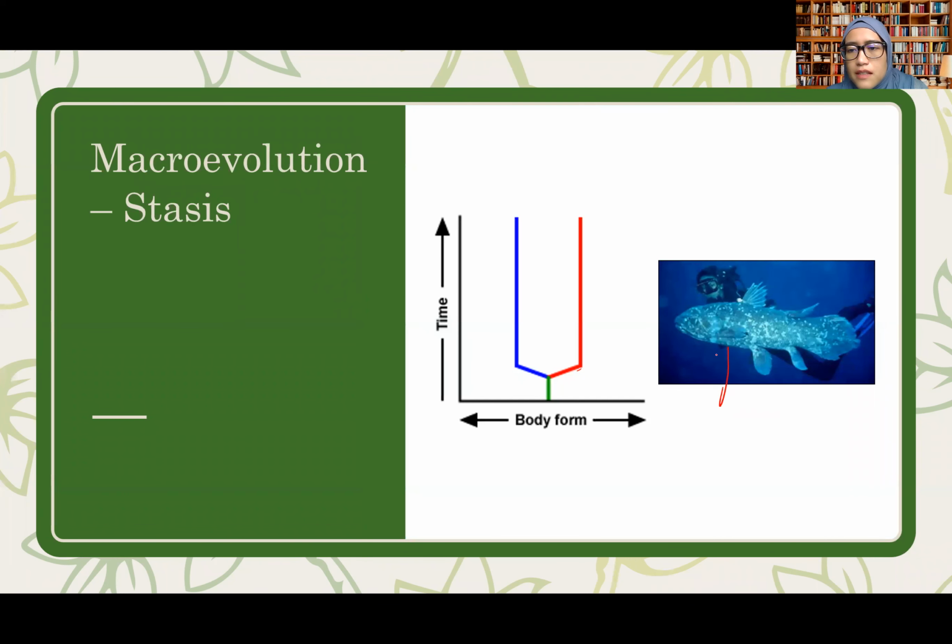And this fish right here, apparently, I forgot the name. Apparently people in 1939, 38, I think, people thought that this fish was already extinct for 80 million years. However, they found that this fish actually still survives without much change in its body form. So it has been in stasis for about 80 million years.